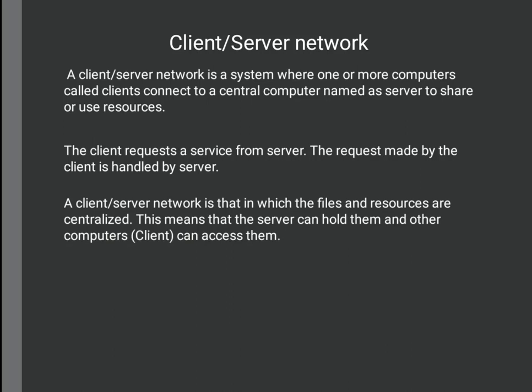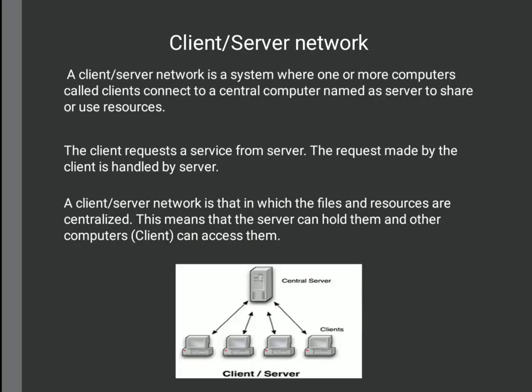Here files and resources are centralized. It means the server will hold them and provide them to the clients. So here every computer requests a common server to get the data. So this is the figure of it. Here one server is available and four are the clients. These four clients are requesting a server for the completion of a task. The server will complete this task and it will respond to these clients. So let's see the advantages of this model.